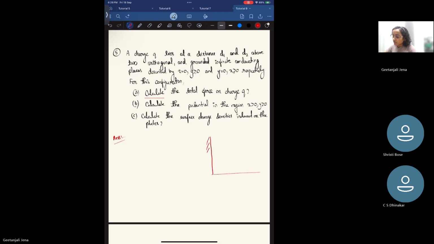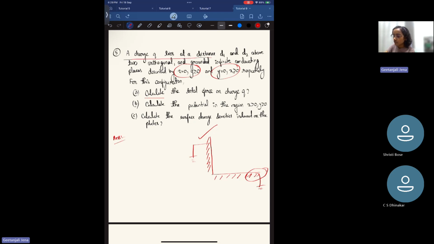90 degrees. So these are infinite conducting planes, grounded conducting planes. So these are grounded. This is also grounded. One is at x equal to 0, y greater than or equal to 0, which is this plane, and one is at y equal to 0 and x greater than or equal to 0, which is this plane. For this configuration, calculate the charge.